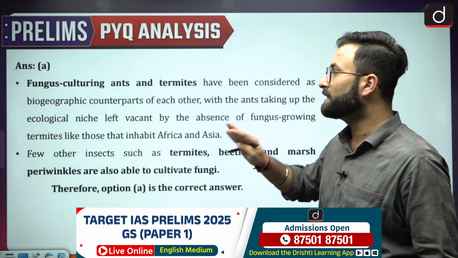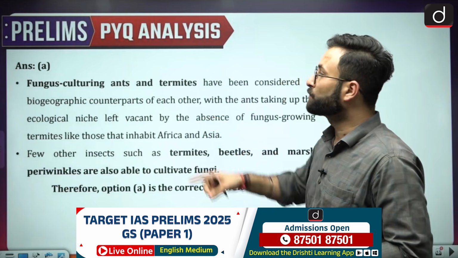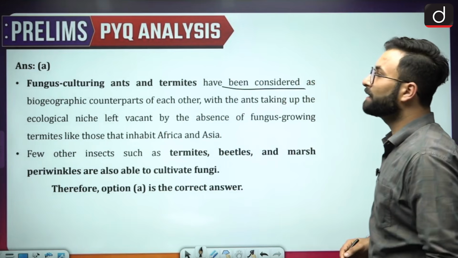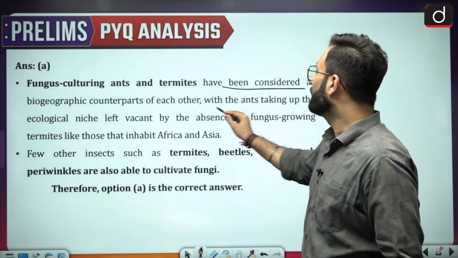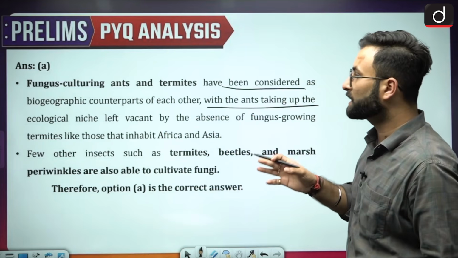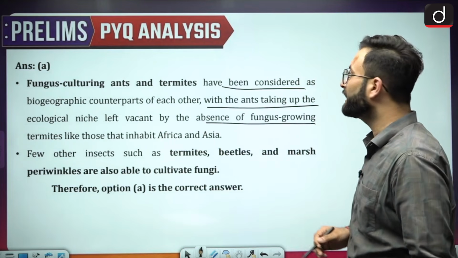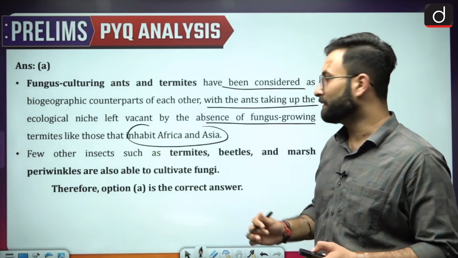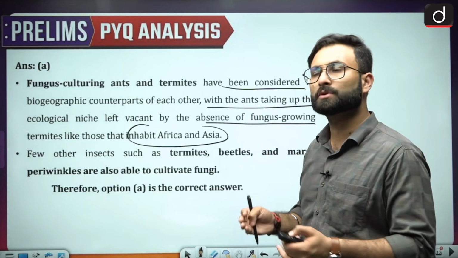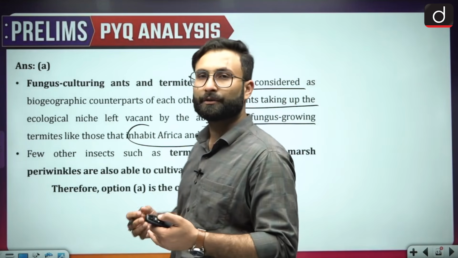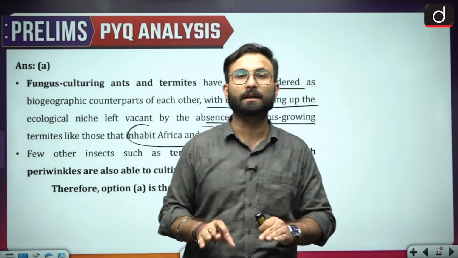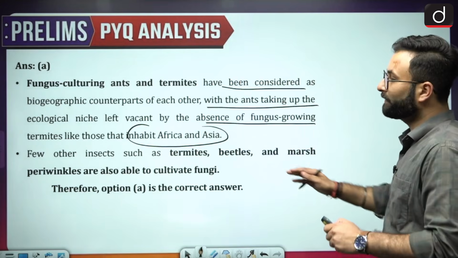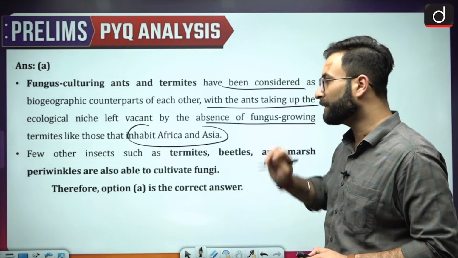Now when we talk about the ants, they have this association with fungi, so fungus-culturing ants are there, and the termites have been considered as the biogeographic counterpart of each other, with the ants taking up the ecological niche left vacant by the absence of fungus-growing termites like those inhabiting Africa and Asia. Now again, this kind of information you might not be able to remember, so there are some questions in the examination, if you are not able to solve them, it is better not to touch them, because they might end up in negative marking. So that is something like that. Otherwise we have given the explanation over here, so you can see that.